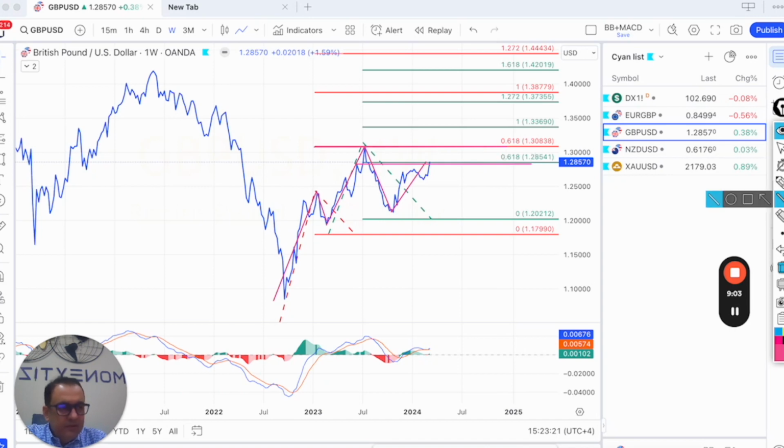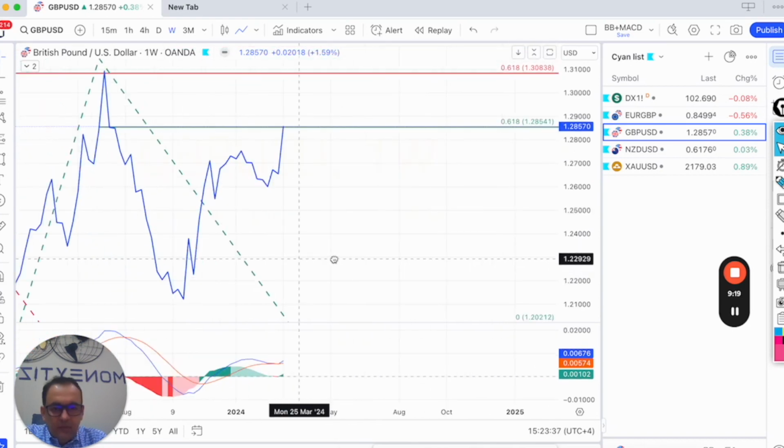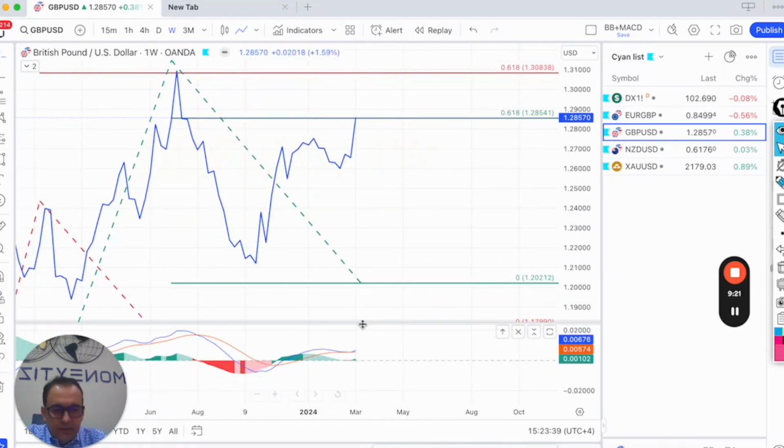So this is the area of confluence. This is the upcoming target, which means it can go at least up to 1.30. Now looking at the price action and comparing with the MACD histogram, I do not see any signs against the bullish movement. So no signs of slowdown on the weekly chart.